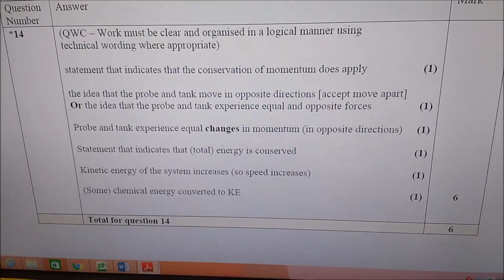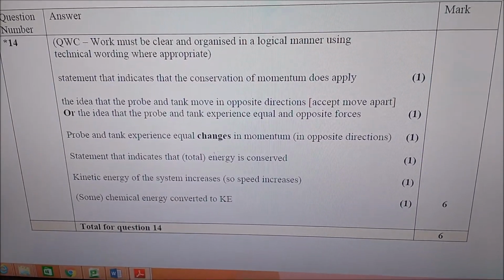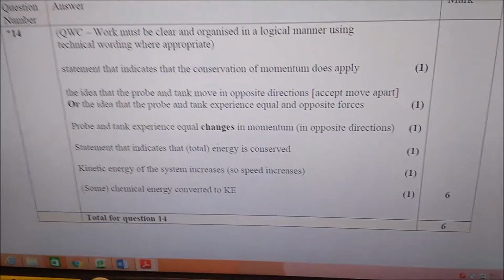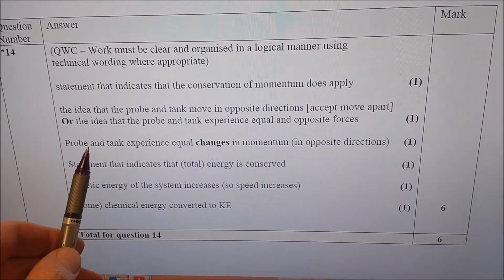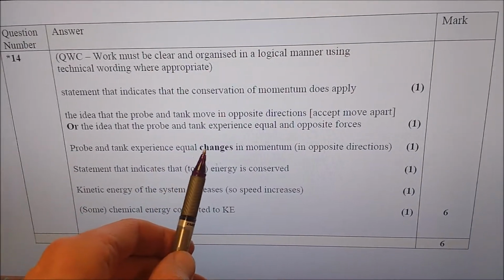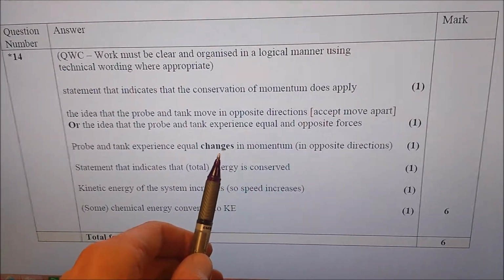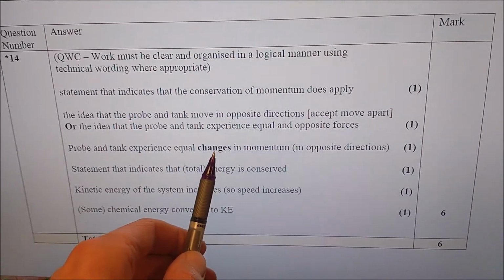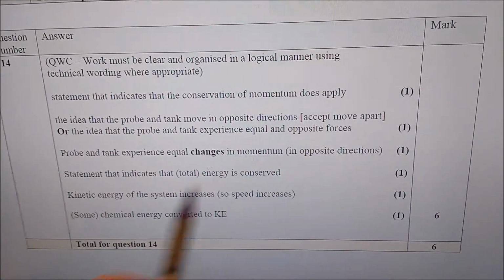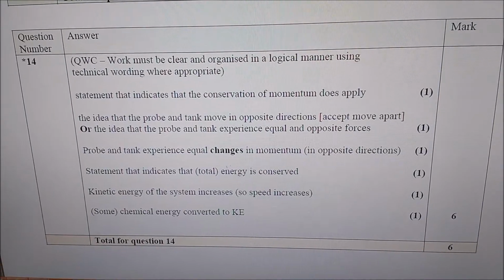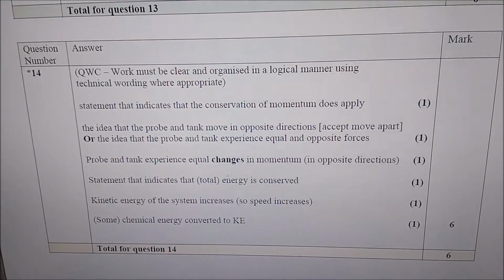But it does also say it will award a mark for the idea that the probe and tank experience equal and opposite forces. The key thing is that the probe and the tank experience equal changes in momentum. The magnitude of the change is equal. It's just equal and opposite. So ideally you would really say opposite as well. So that's 3 marks there relating to momentum.